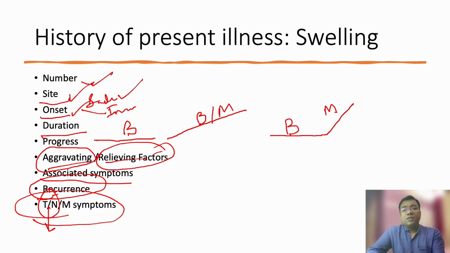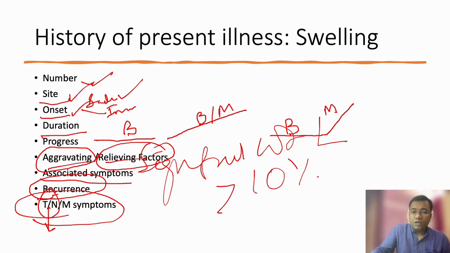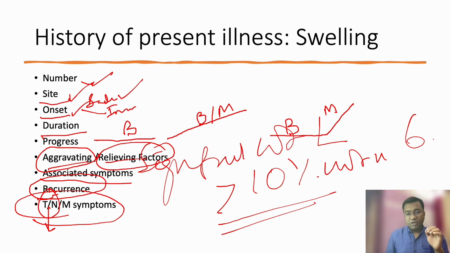Now M symptoms. M symptoms mean the metastatic symptoms. Usually metastatic symptoms will have, by and large, anorexia, asthenia, weakness and loss of weight. What is meant by significant weight loss? Significant weight loss means more than 10% weight loss in 6 months. Okay, so that is what is known as significant weight loss. If the patient complains of significant anorexia, meaning loss of appetite, asthenia, myalgia, weakness, and significant weight loss, these are general symptoms of metastasis or a cancer.